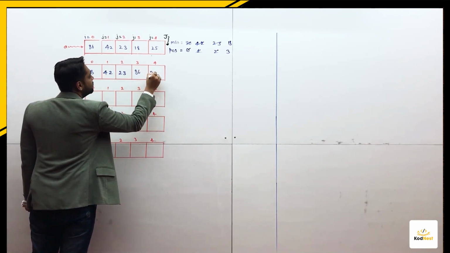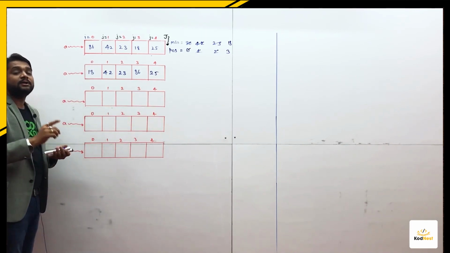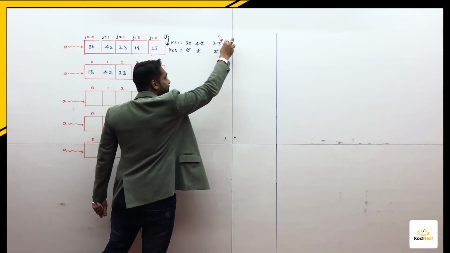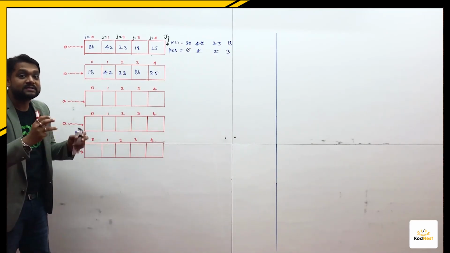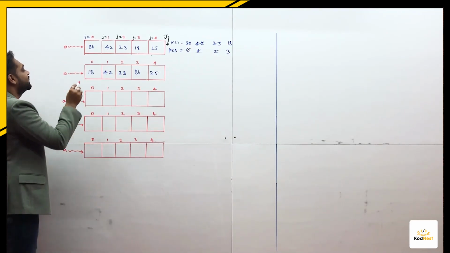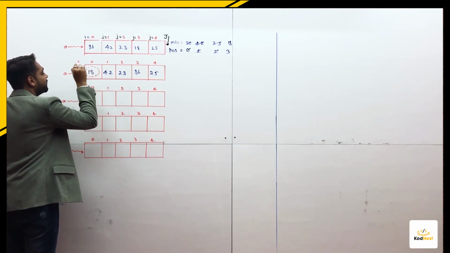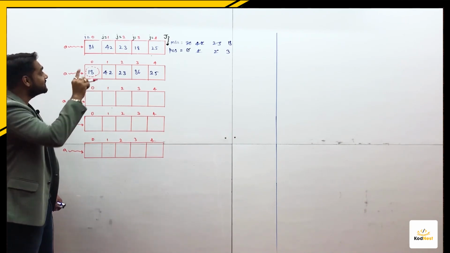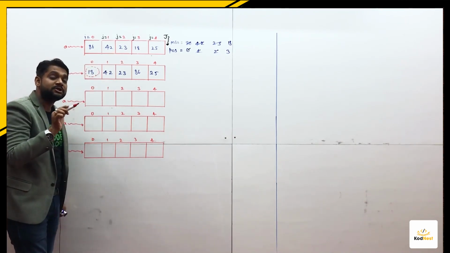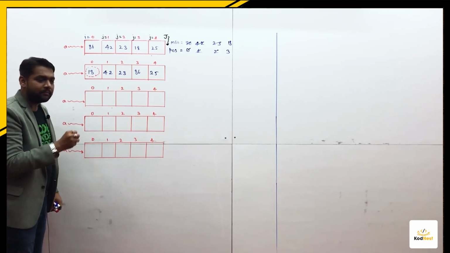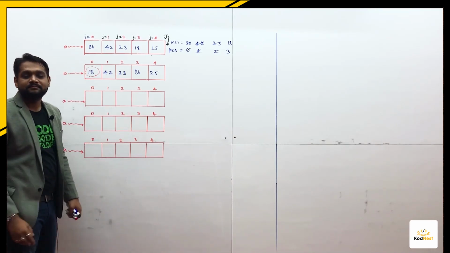42, 23, 25. By the end of the first iteration, we have selected the first minimum element. Look at it. We have selected the first minimum element and we have given it its position in the ascending order. If these are the numbers, what is 18's position in the ascending order? This only. So we have selected the first minimum and we have given its position.